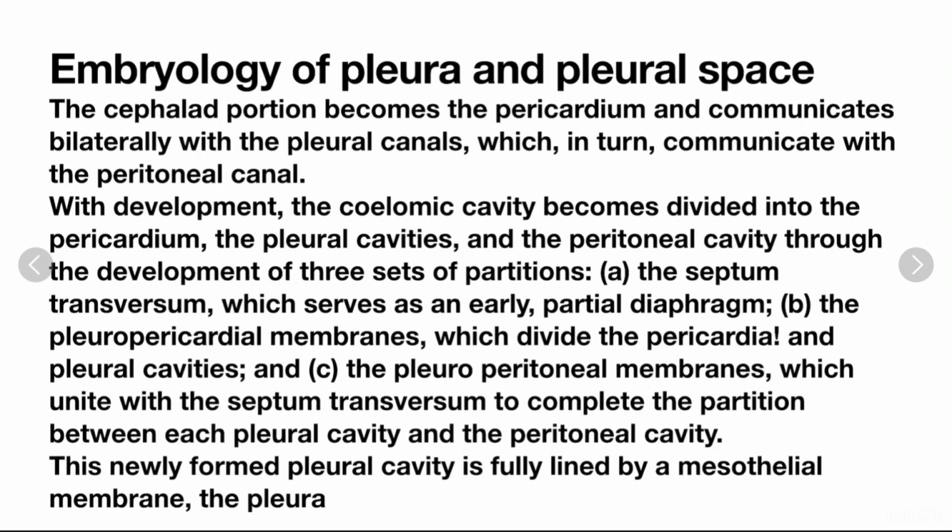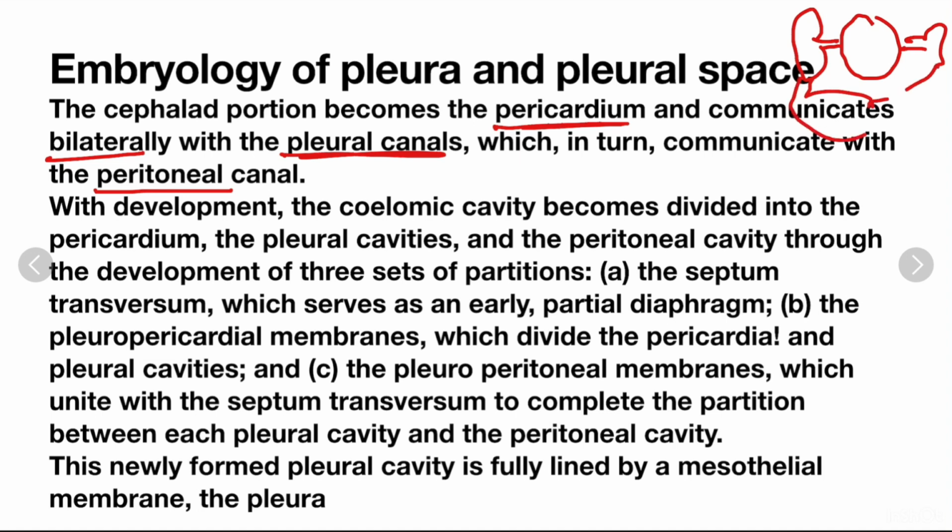Now we will discuss the embryology of pleura and pleural space. The cephalic portion of the coelomic cavity becomes the pericardium and communicates bilaterally with pleural canals, which in turn communicate with the peritoneal canal. So there is a pericardial cavity which used to connect with the pleural cavities, and these pleural cavities are connected with the peritoneal cavity.